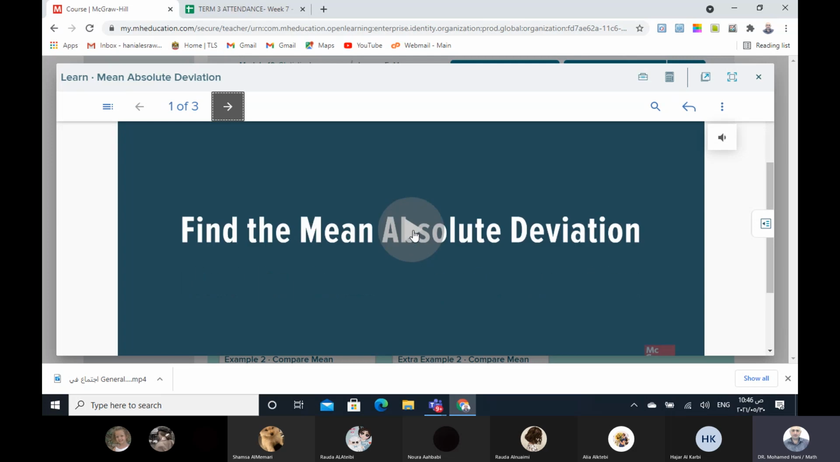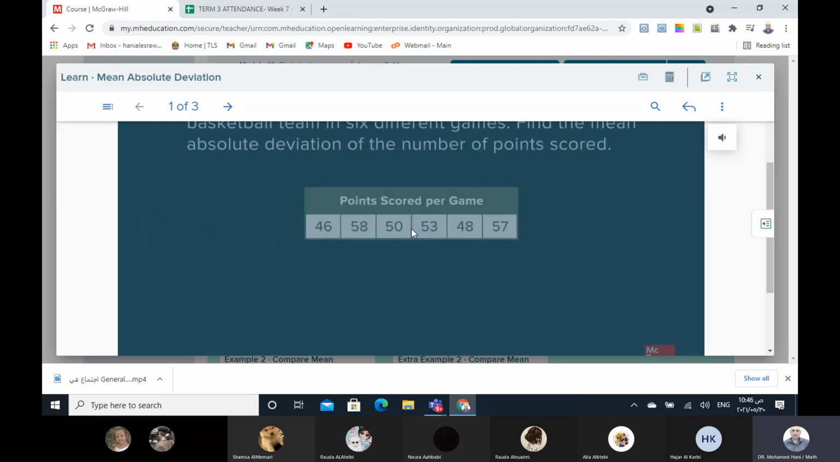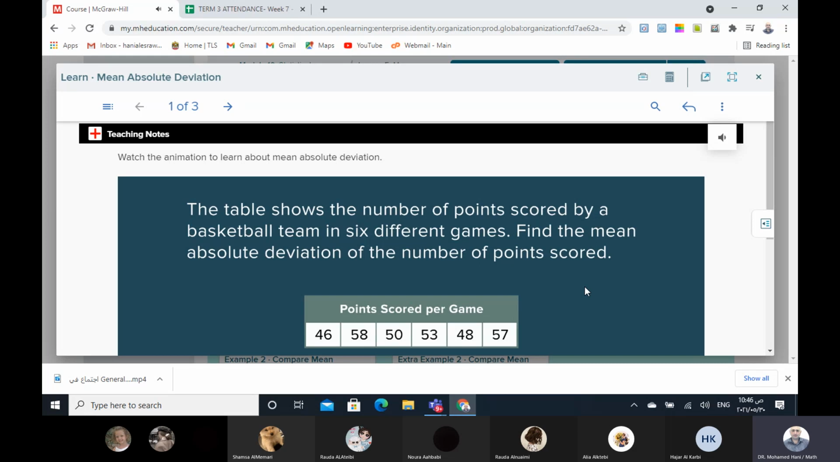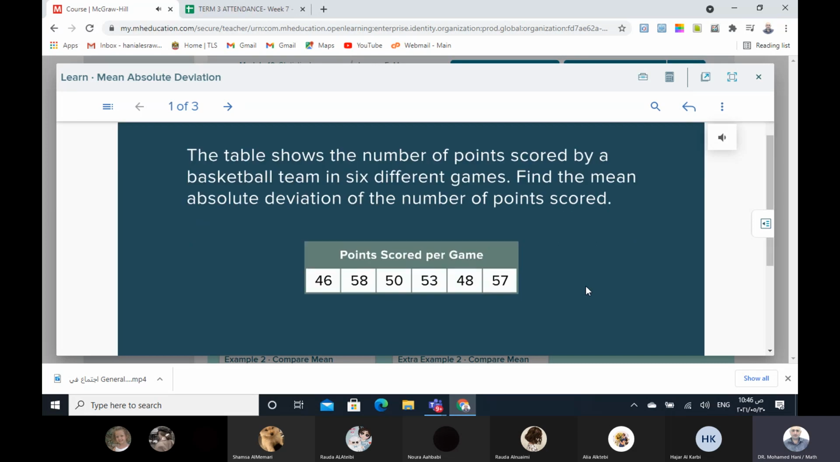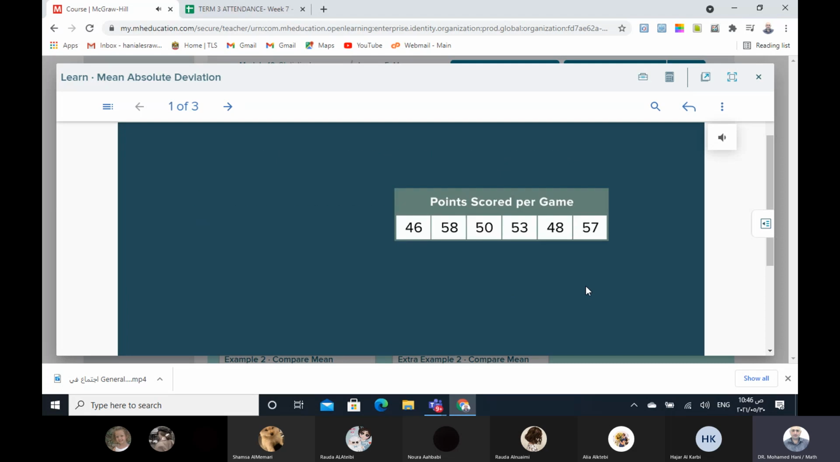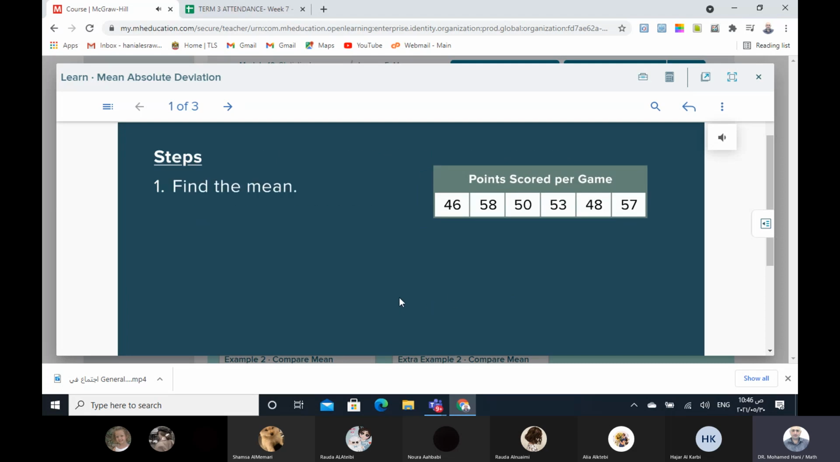Focus with me with this video to know what the meaning of the mean absolute deviation is. The table shows the number of points scored by a basketball team in 6 different games. Find the mean absolute deviation of the number of points scored. To find the mean absolute deviation, start by finding the mean of the data set. We have, as you see in this table, points scored per game. We have here 1, 2, 3, 4, 5, 6 numbers in this data.